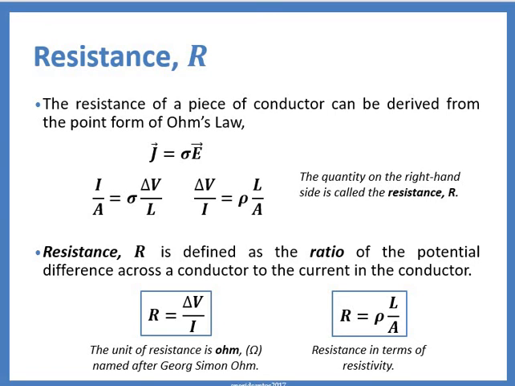By manipulating the current form of Ohm's law, we get another form and show that the ratio of the voltage to the current is constant. And this constant is the resistance of the material, given by ρ times L divided by A, where L is the length of the conductor and A is the cross-sectional area, and ρ is the resistivity of the material. The unit of resistance, R, is ohm, named after George Simon Ohm.